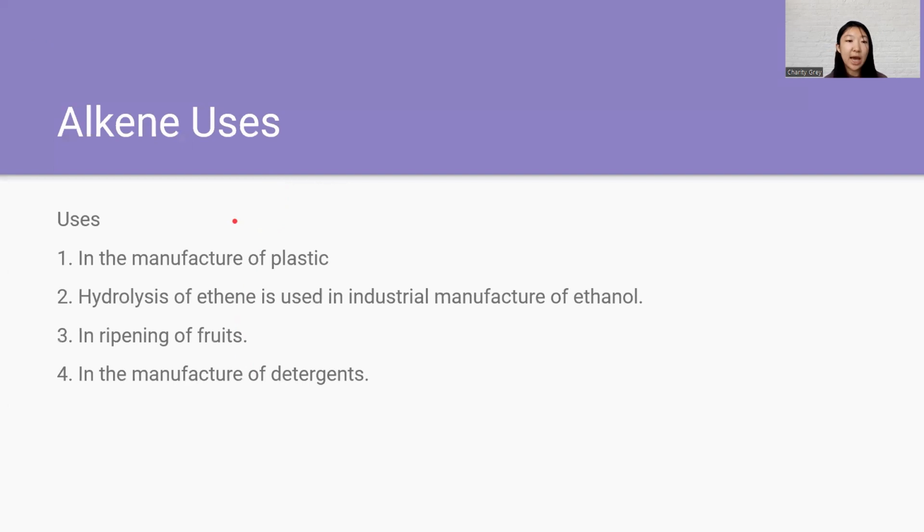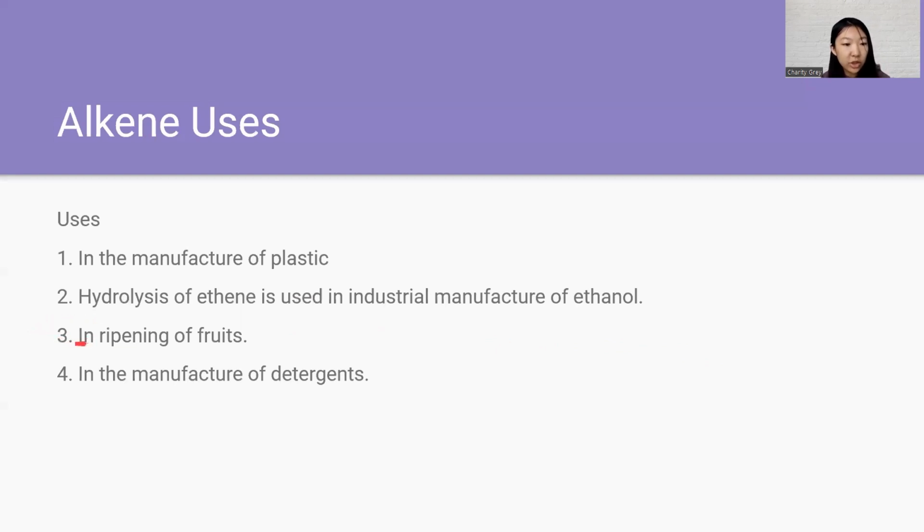Finally, on the last slide, we have uses for alkenes. We've already seen that it can be used to manufacture plastic because it can be polymerized, which is super useful. But it can also be used in other things. If you do hydrolysis of ethene, it's used in the manufacture of ethanol, because hydrolysis of ethene produces ethanol, as the alkene becomes an alcohol.